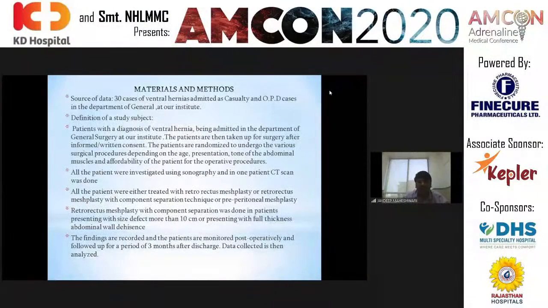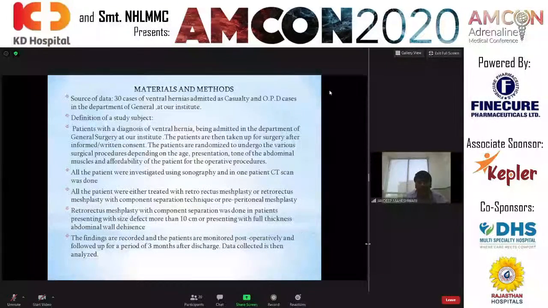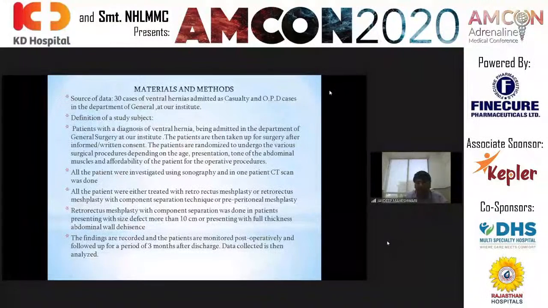Materials and methods. 30 cases were studied in our department, and the patients with a diagnosis of ventral hernia were admitted in the Department of General Surgery. The patients were randomized to undergo various surgical procedures depending on age, presentation, tone of the abdominal muscle, and affordability of the patient for the operative procedures. All the patients were treated with retrorectus meshplasty, retrorectus meshplasty with component separation technique, or preperitoneal meshplasty. Retrorectus meshplasty with component separation was done in patients presenting with a defect size more than 10 cm or with full thickness abdominal wall dehiscence. The follow-up period was only 3 months after discharge of the patient. Next slide, please.